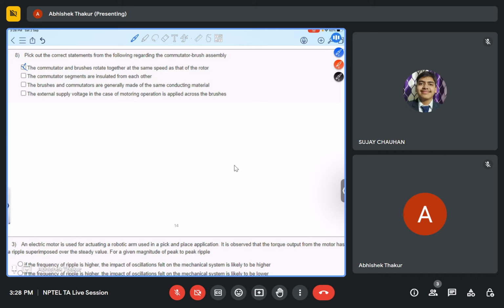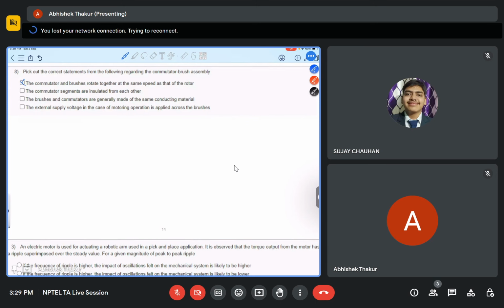Brushes slide over the commutator. The commutator segments are insulated from each other. Yes, otherwise they'll short circuit when the external power supply is given to the motor. The brushes and commutators are generally made of the same conducting material. No, if it is of the same conducting material, then it will short circuit.